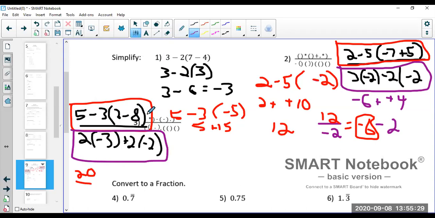Then we'll do the bottom. 2 times negative 3 is negative 6, minus 2 times negative 2, which is negative 4, and we get negative 10. So that's on the bottom of this one. 20 over negative 10 equals negative 2, final answer. So that's how we'll do those.